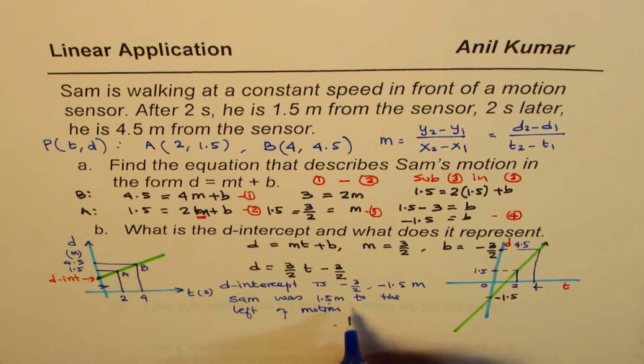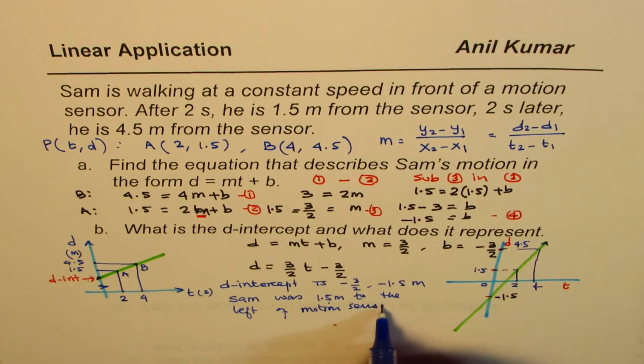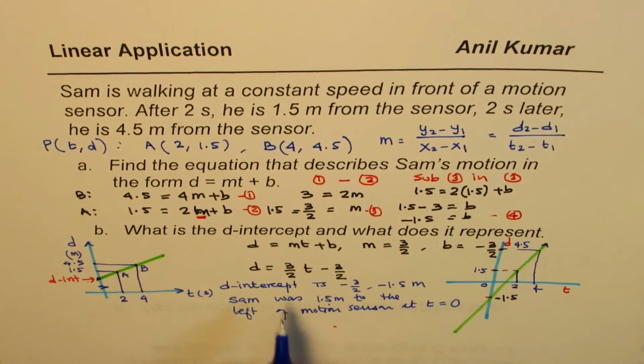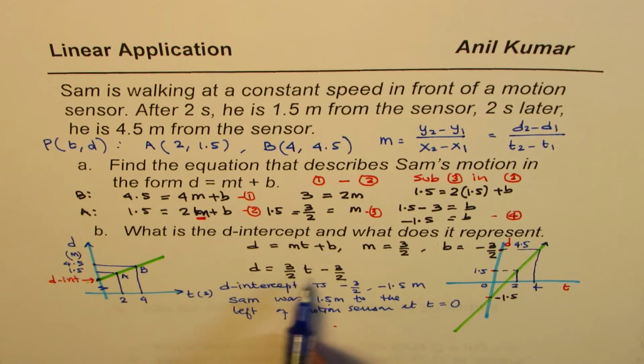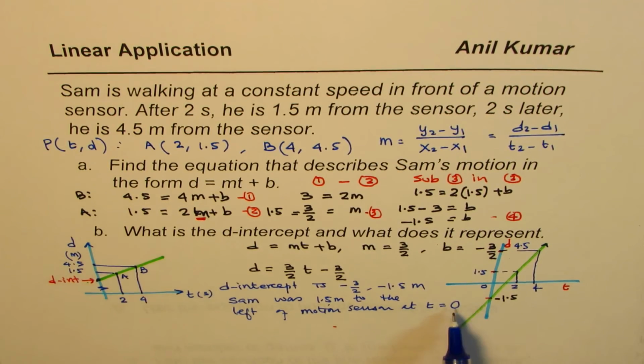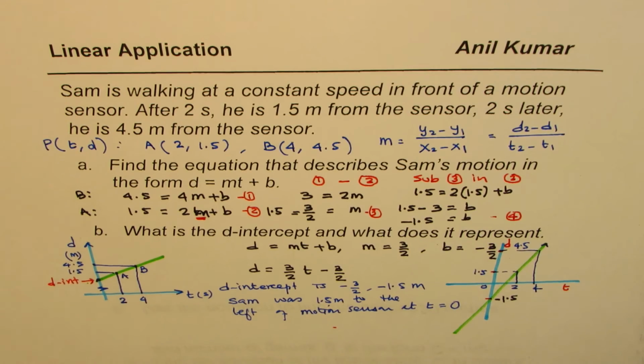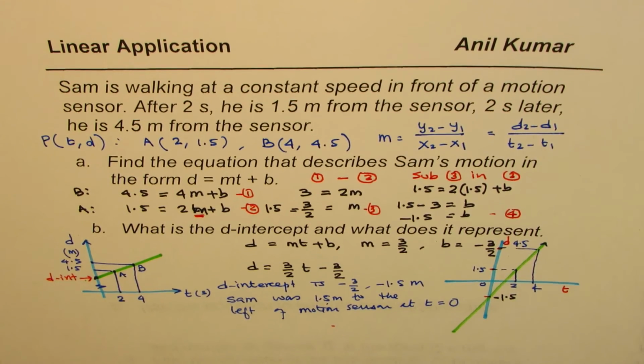That is at t equals 0, right? So if I substitute t equals 0, I get d value minus 3 over 2, or minus 1.5. That means Sam was to the left of the motion sensor when this measurement started, when t was equal to 0. I hope the concept is very clear to you, and that is how it could actually be solved.